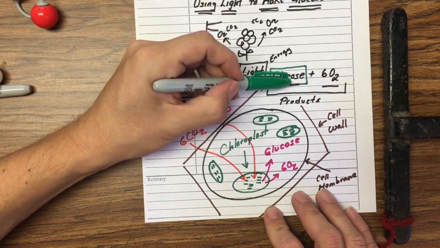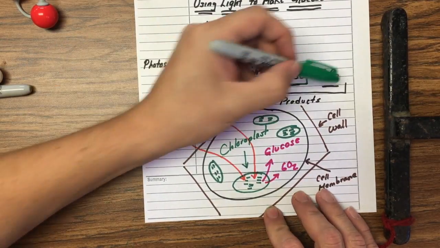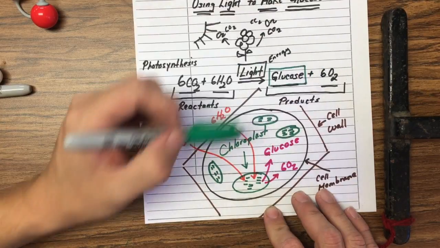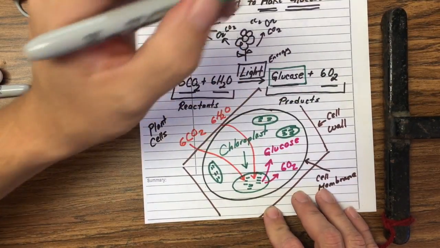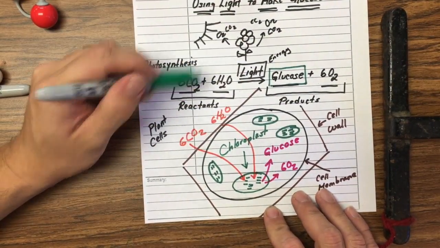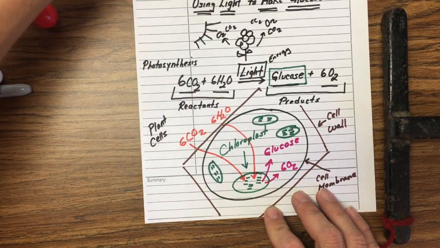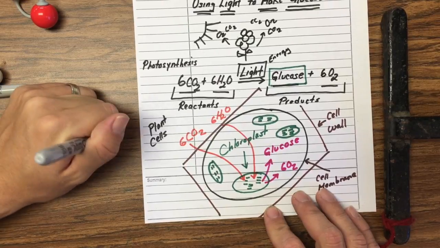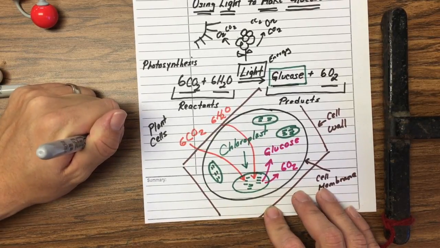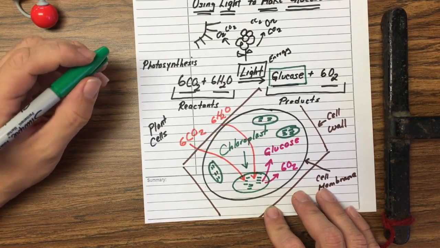Once glucose is built, the leftover oxygen gets put together into O2 molecules, and that gets let out from the leaves and goes into our atmosphere, so that we can use it for our reaction, which is really important and which we talked about in another video, cellular respiration.